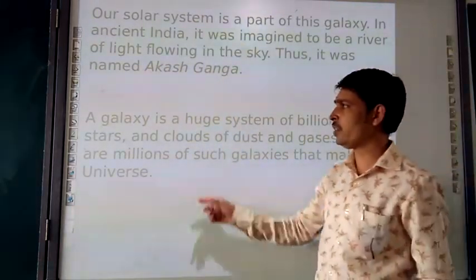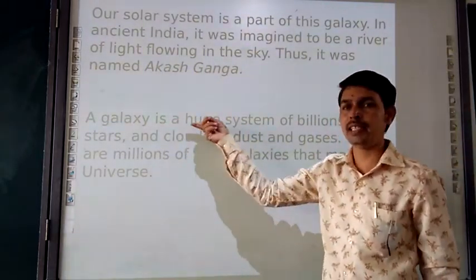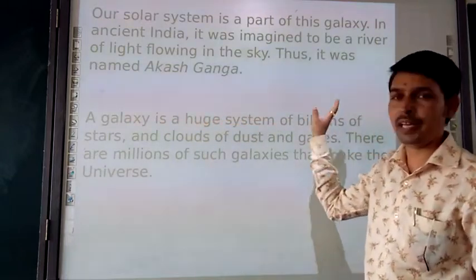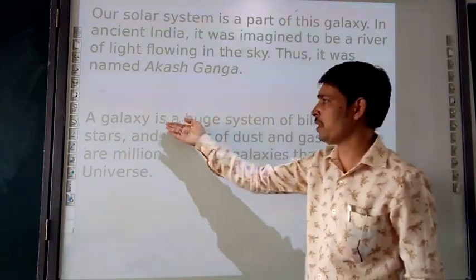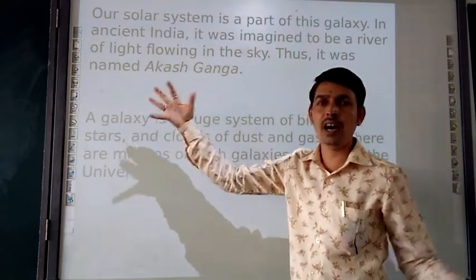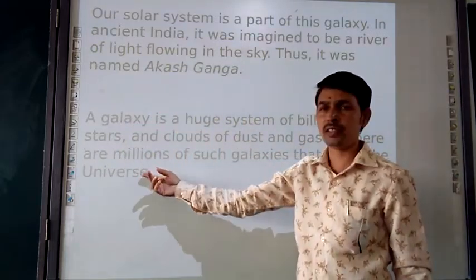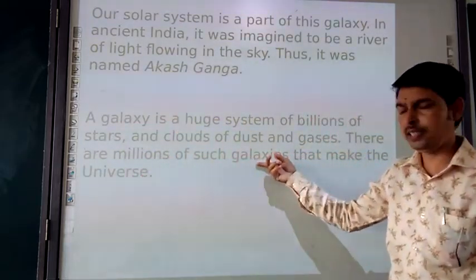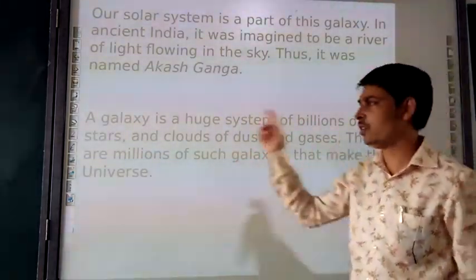Okay. The next, what is a galaxy? A galaxy is a huge system of millions of stars. But millions of such galaxies together form the universe. Millions of such galaxies make the universe.